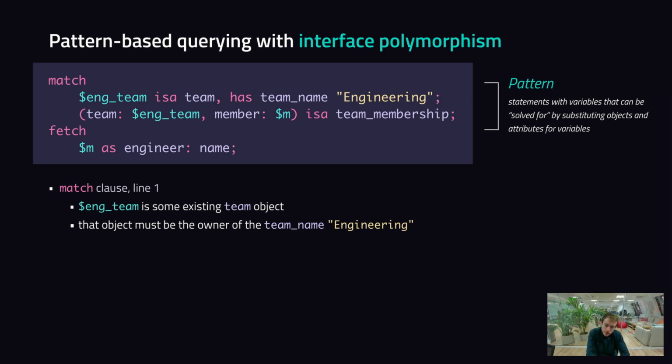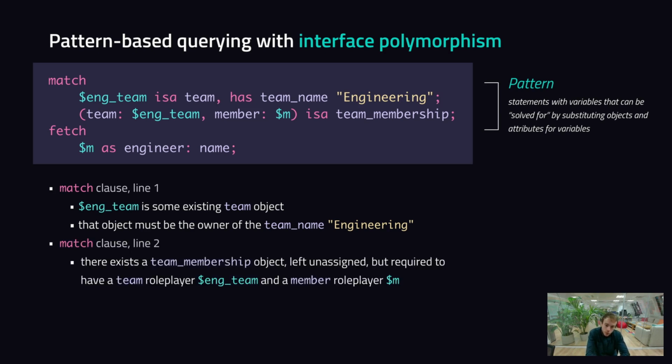But yes, let's look at the first line. It starts with $eng_team is a team. What that does is it assigns to eng_team some existing team object. So some already existing team object is now eng_team, but it could be any at this point. And then the line continues with has team name engineering. This now means that eng_team, in fact, must have the team name engineering. So there must be an attribute engineering in our database with the eng_team object as its owner.